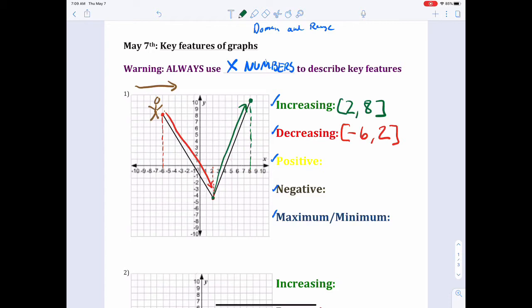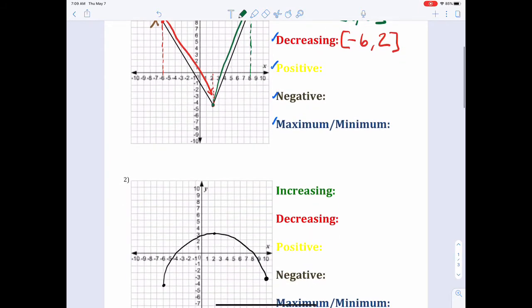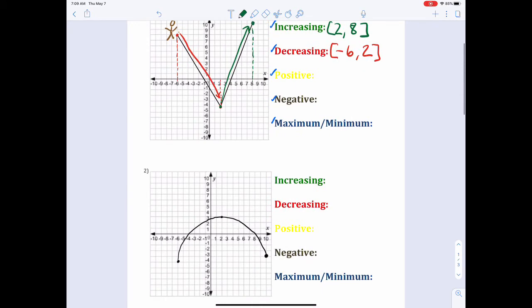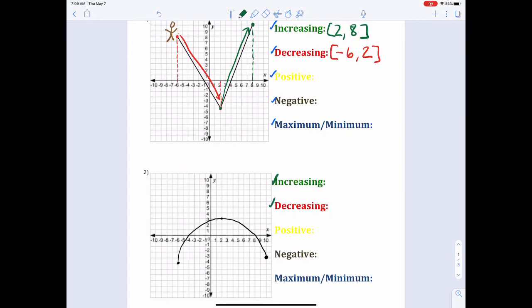Now we're going to look, actually, we're going to take a break from positive and negative. I want you guys to pause the video and try increasing and decreasing for this graph right here. So just do increasing and decreasing.